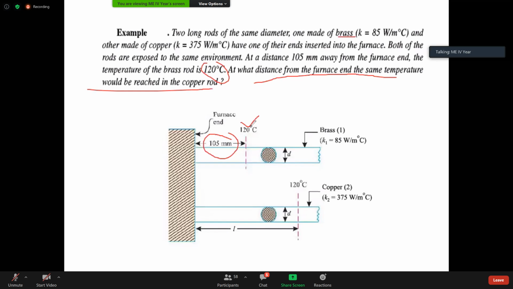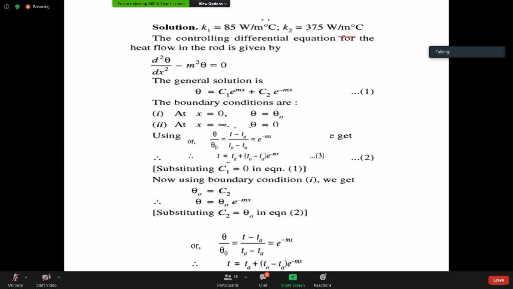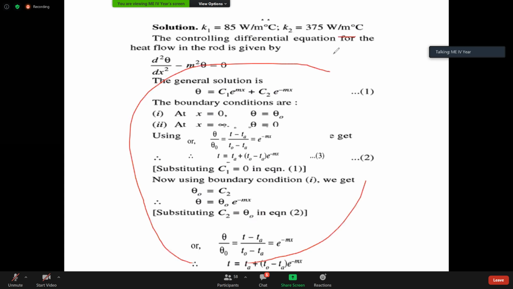Right? I need to get the same 120 degrees centigrade for this. What is the distance? That is what he is asking, because it is not the same. Thermal conductivity of the material is different. Right? So here I move to the solution.